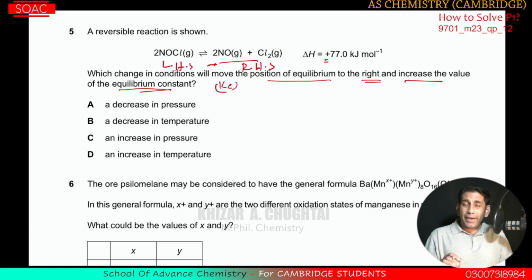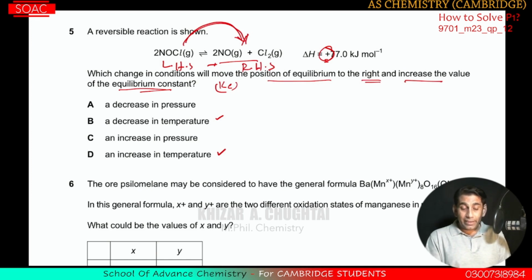Only one parameter can increase or decrease the value of the equilibrium constant, that is temperature. So I'm shortlisting my options by the effect of temperature. This reaction is endothermic. If I want to move this equilibrium toward the right-hand side, a higher temperature is required. By increasing the temperature, the endothermic side is favored, so the equilibrium will shift towards the right-hand side.